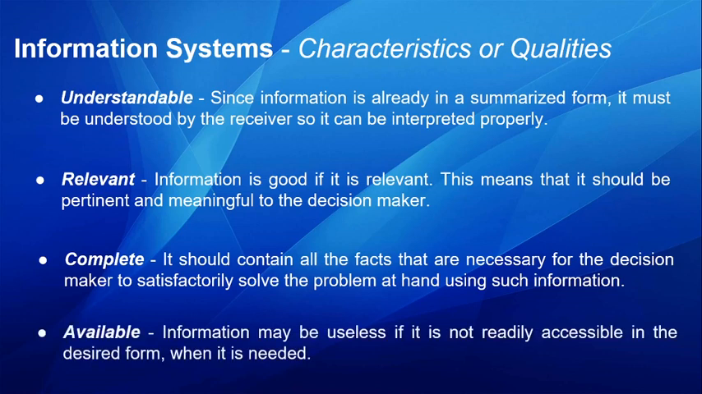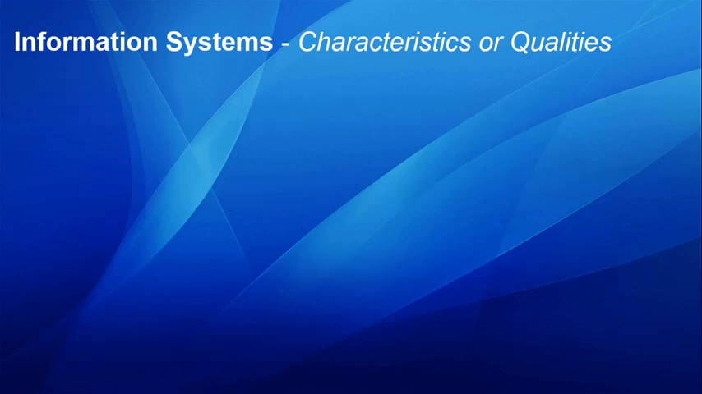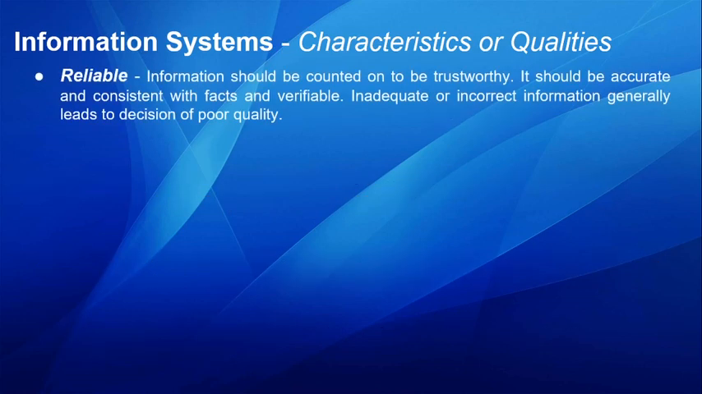Available. Information may be useless if it is not readily accessible in the desired form, that is when it is needed. Reliable. Information should be counted on to be trustworthy. It should be accurate and consistent with the facts, and it should be verifiable. Inadequate or incorrect information generally leads to decisions of poor quality.